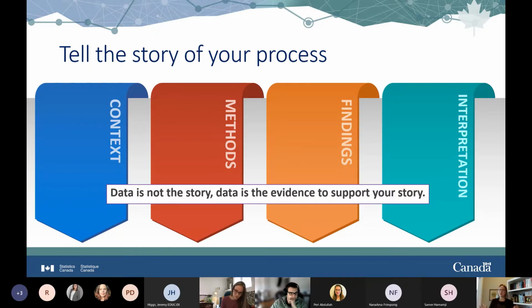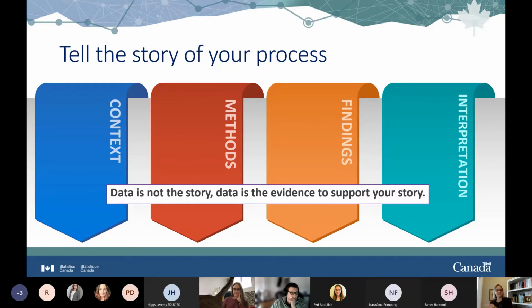This is where we're going to dig deeper into how to tell the story of your data, or how to tell the story of your process. Remember that data is not the story. Data is the evidence to support your story. Remember that. It's very important.